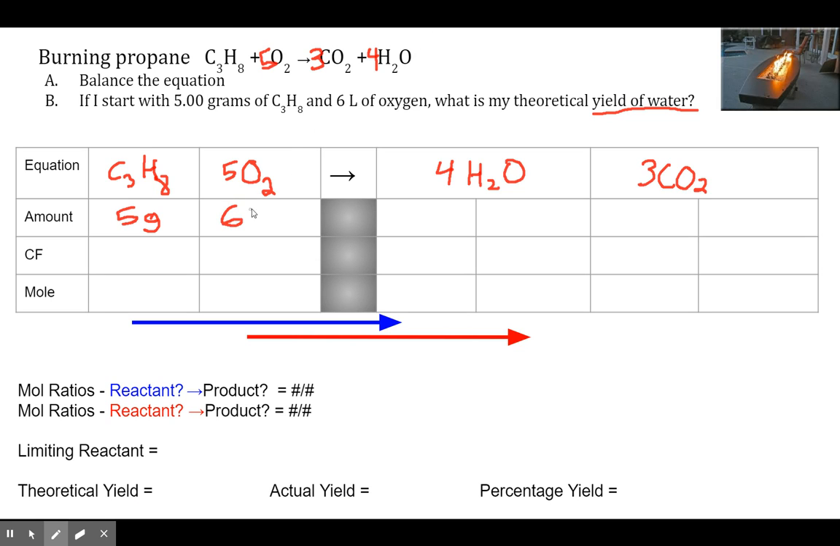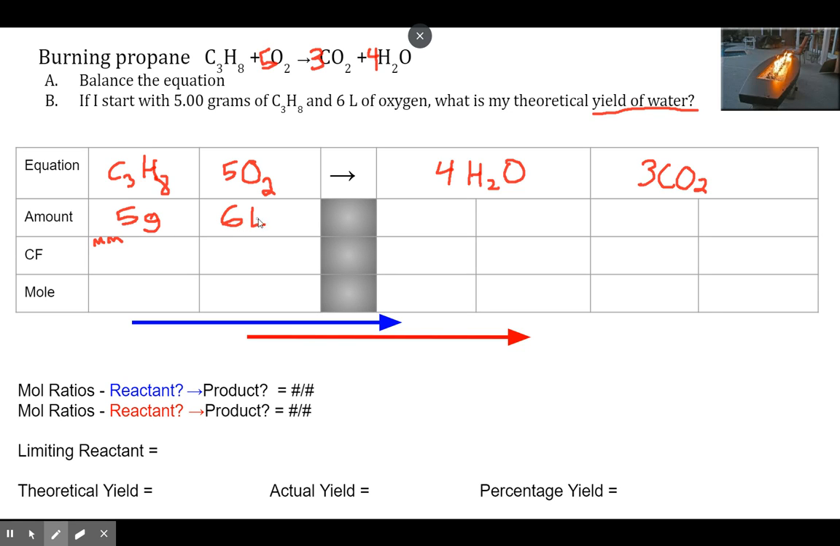So 6 liters here. And now anytime we want to figure out what our product is, we have to convert it to moles. In order to convert it to moles, we have to use conversion factors. The conversion factor for grams is molar mass. So we need a molar mass calculation here of propane. I'm just going to make a little note of that. So we're going to need the molar mass of the propane.